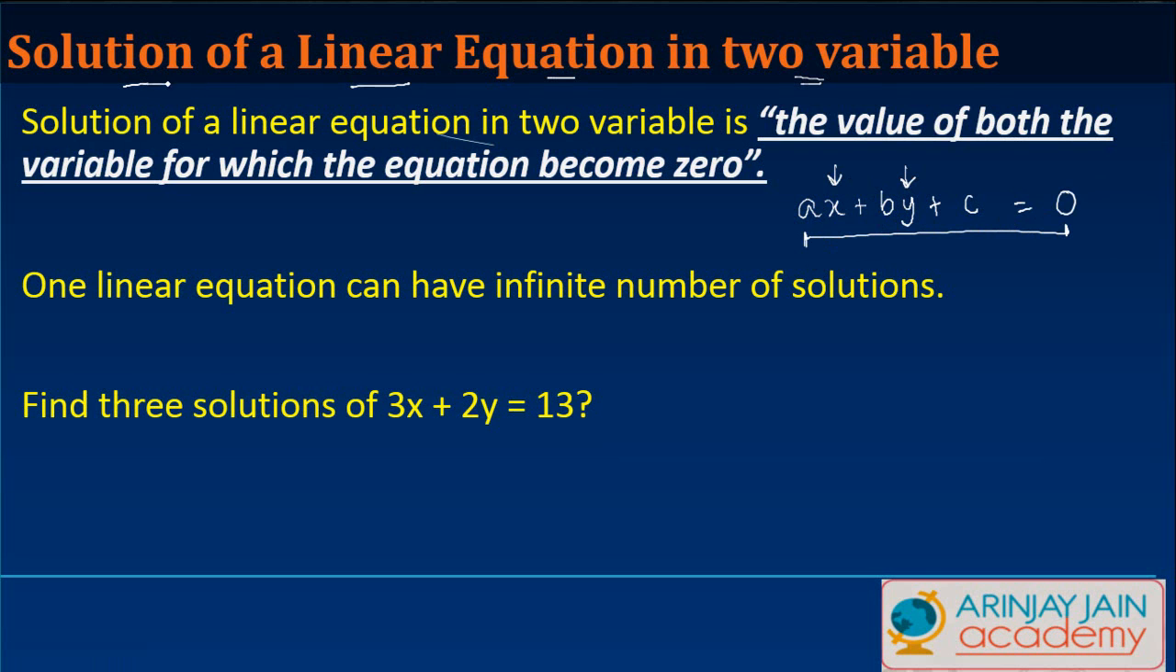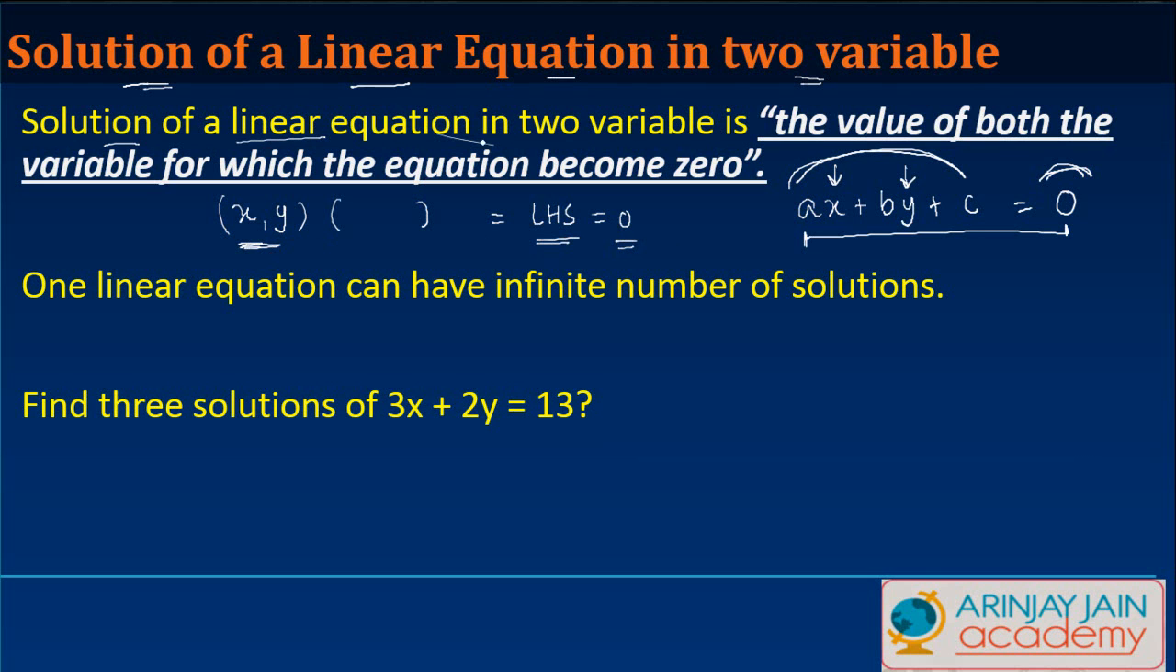The solution of a linear equation in two variables are values, or a combination of values, of x and y for which the value of the left hand side becomes equal to 0, right? Or in other words, when you put in the value of x and y over here, it becomes equal to the right hand side, which is 0. So it's a combination of values. It's not in isolation. It's a combination of values of x and y for which the left hand side is equal to 0.